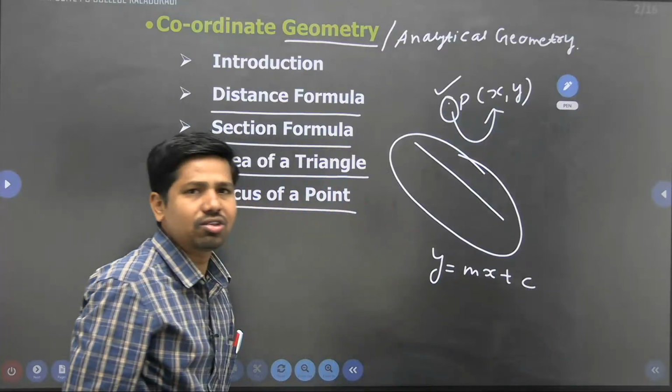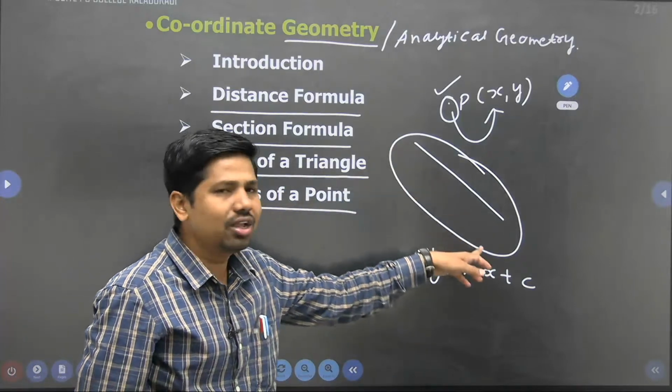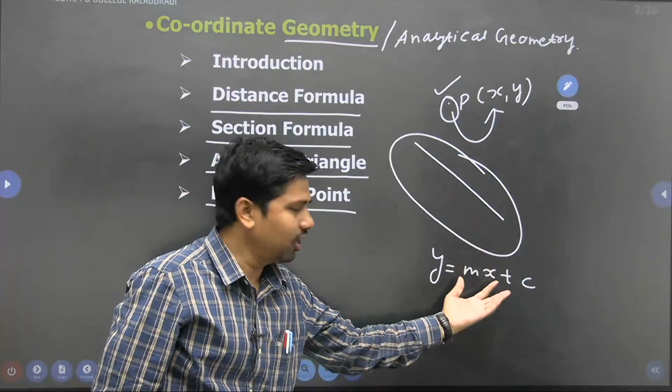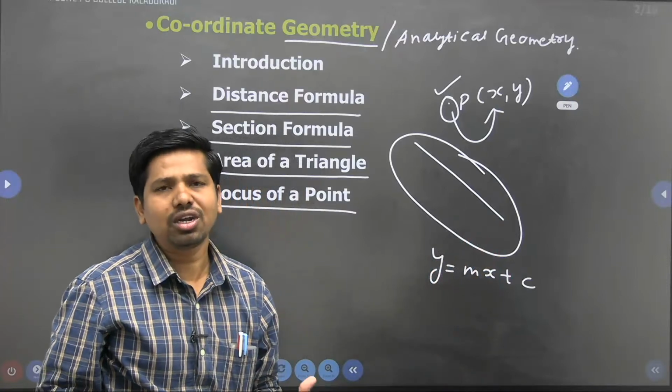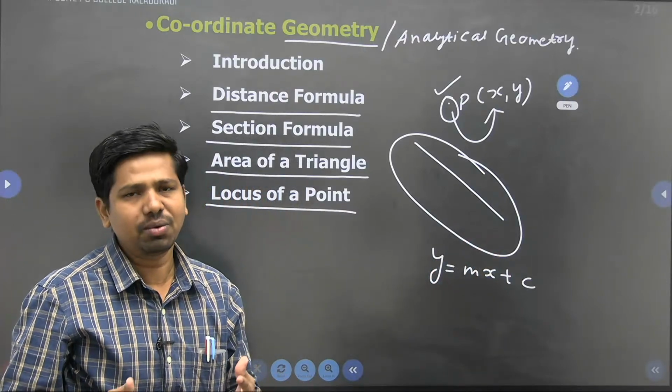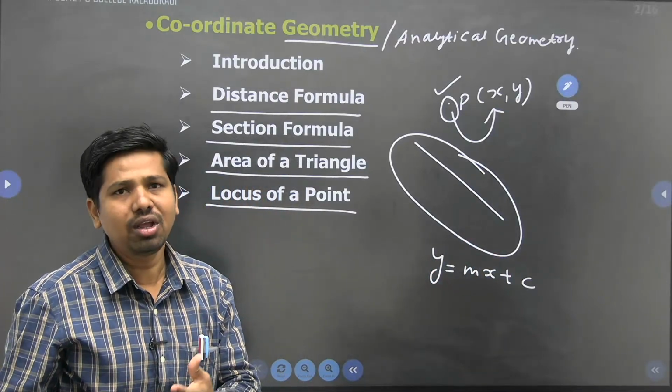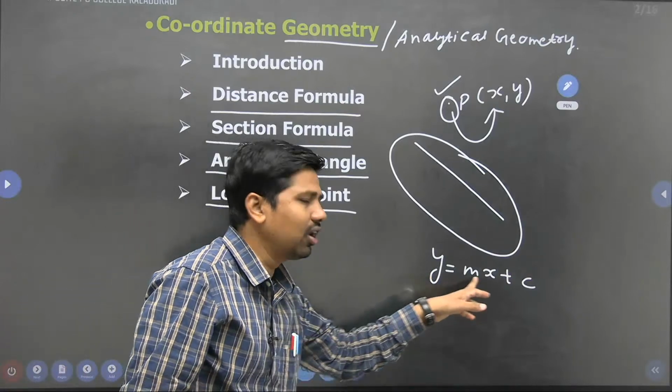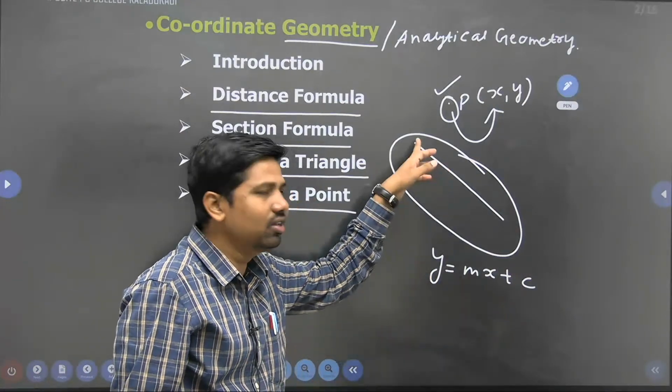Y equal to mx plus c is a straight line equation. So this line is represented by an algebraic expression. An algebraic expression contains the terms x and y, which is equal to some constant. So this is an algebraic expression which represents the straight line.